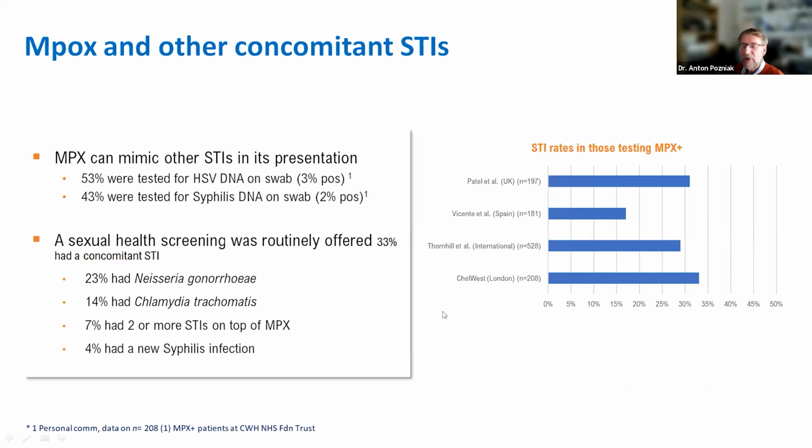Now, don't forget that anyone with monkeypox should have a full STD, sexually transmitted disease screen. And when you look at that, you can see that people can have HSV, herpes simplex, and I think that's why people give acyclovir as well if you're getting encephalitis, in case you've got two diseases at once, and also syphilis. And you can see that people have gonorrhea, chlamydia, and about 7% have 2 or more sexual diseases, and 4% have new syphilis. So please, anyone with monkeypox, test for other STDs.